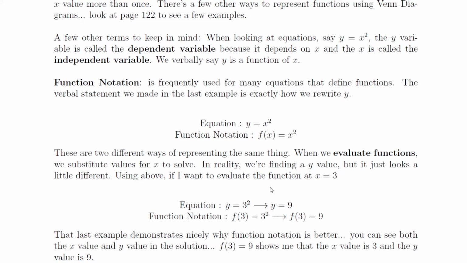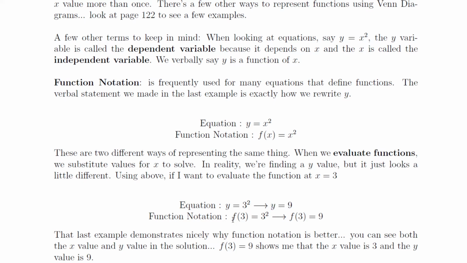So let's, for example, imagine x is equal to 3. I'll go ahead and substitute it into the first example. So y is equal to x squared. I get y is equal to 3 squared because I'm making that substitution. Well, what happens? That means that y is equal to 9, right? Because 3 squared is just 9.